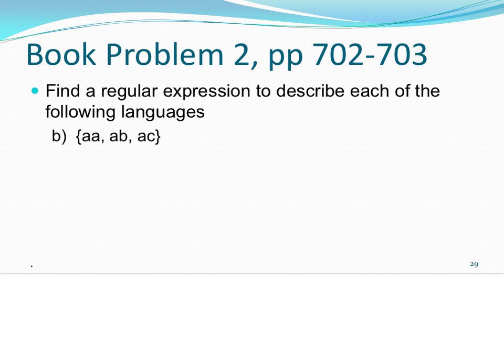Let's do an example the other way now. We've got a language and we want to have a regular expression that describes it. So this first problem here, part B, has just 3 strings, right? We have the string AA, the string AB, and the string AC. And so this is a language that just has 3 strings. It's made up of just 3 strings.